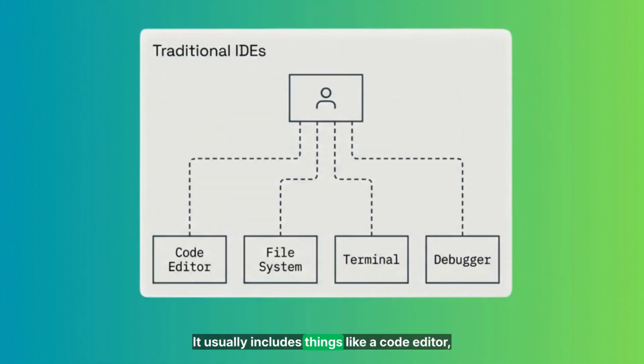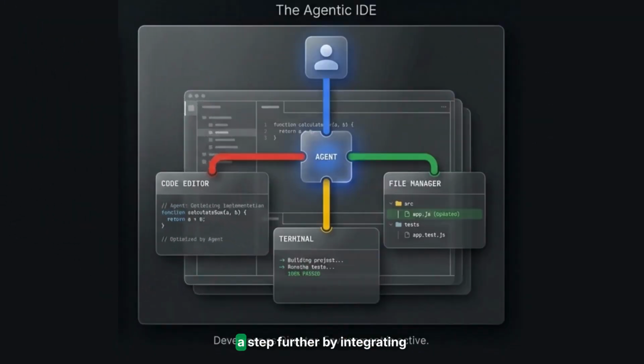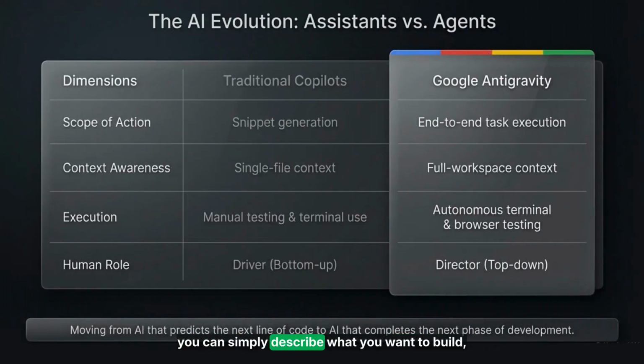It usually includes things like a code editor, file manager, terminal, debugging tools, and everything needed to create software in one place. Traditional IDEs require developers to manually write all the code, but Google Antigravity takes this idea a step further by integrating AI agents directly into the development environment. Instead of writing everything yourself, you can simply describe what you want to build, and the AI helps plan the task, generate the code, and update the project files automatically.